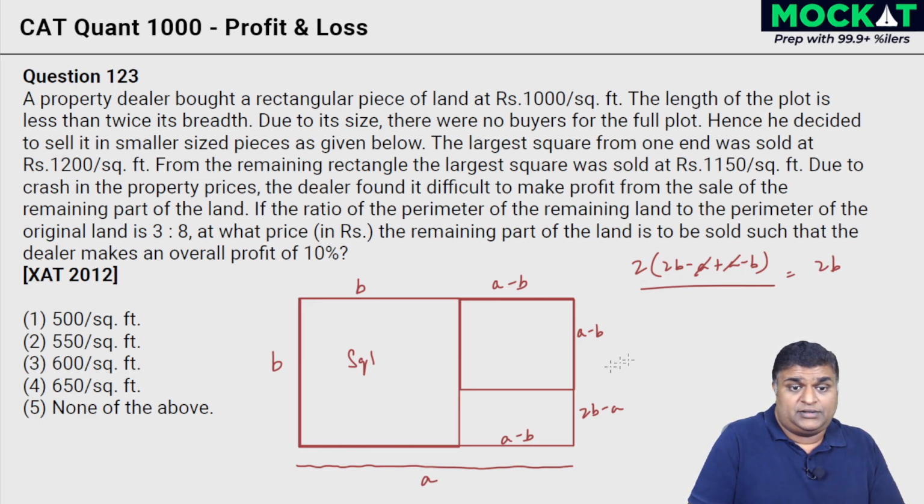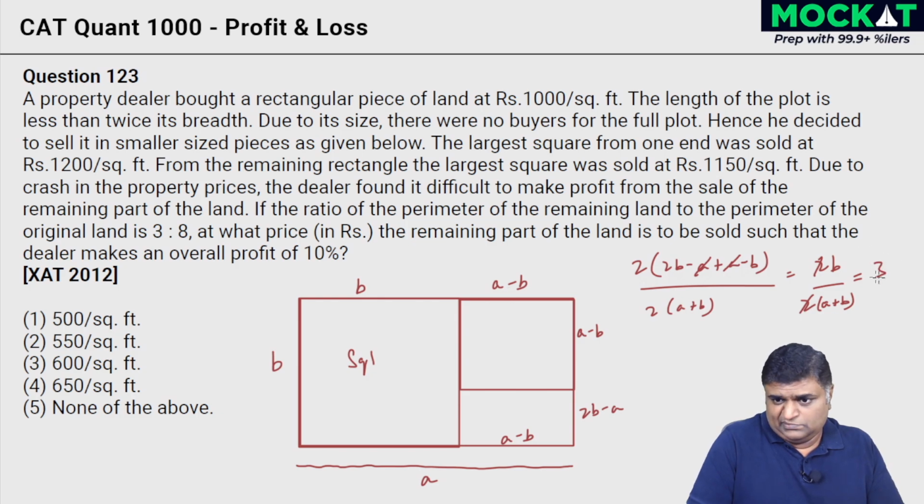And what about the denominator? That's nothing but the perimeter of the original land. Original land was, breadth was B, length was A, 2 times A plus B, right? We can write it as it is, 2 times A plus B over here. 2 and 2 are cancelled. B by A plus B is nothing but 3 by 8. Now, how do we proceed over here?